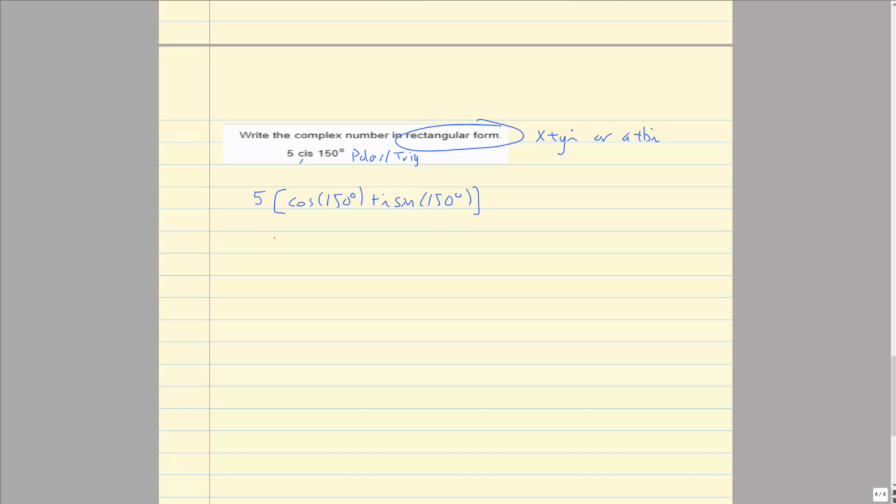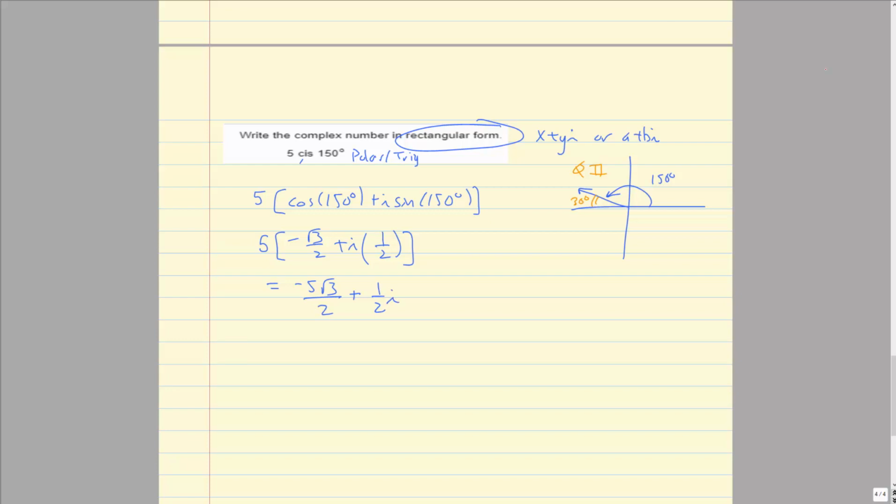So I'm going to go ahead and figure out the cosine of 150. 150 would be in quadrant 2. The reference angle here would be 30 degrees to get me to that 180. So my cosine will be negative, my sine will be positive because I'm in quadrant 2. So the cosine of 150 degrees is going to be negative square root of 3 over 2 plus i. The sine of 150 degrees would be the same as the sine of 30 degrees, which is 1/2. So this is negative 5 square roots of 3 over 2 plus 1/2 i.